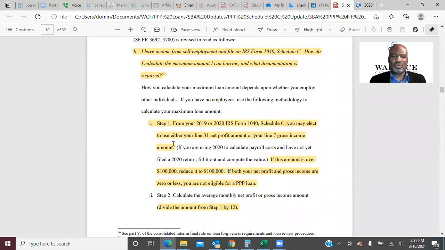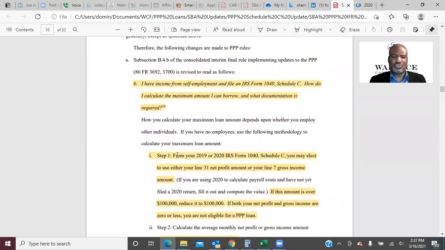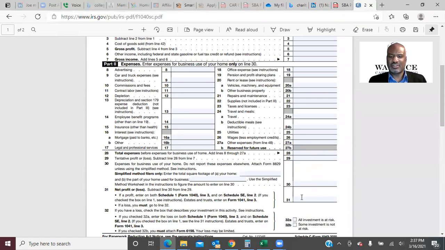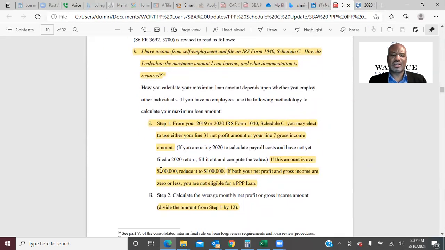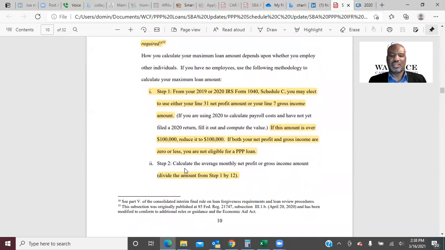So how do you calculate it again? Step one, you use your 2019 or 2020 IRS Form 1040 Schedule C. You may elect to use either line 31, the net, or line 7, the gross amount. If the amount is over $100,000, reduce it to $100,000. If both your net profit and gross income are 0 or less, you're not eligible for the PPP loan. Most businesses' gross income is higher. Then you calculate the average monthly net profit or gross amount by dividing the amount from step 1 by 12.